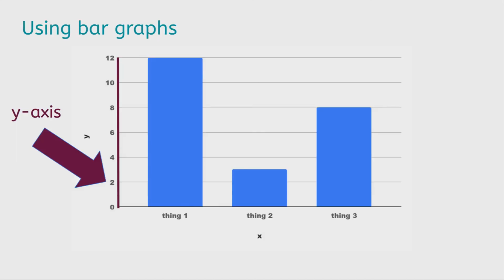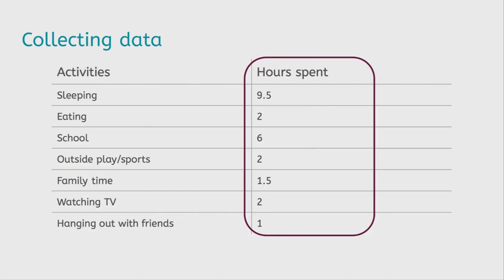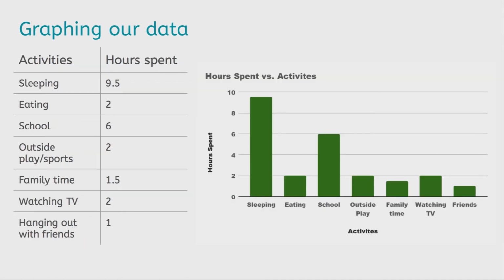A bar graph also has a y-axis. That's that purple line that goes up the side, and that purple arrow is pointing towards it. And the y-axis keeps track of all of our data, so the numbers. For us, those are the hours we spent doing each of those activities. But let's graph our data. So here's our table, and then here's our graph. And we can see that the green bars show us how much time we spent doing each one.